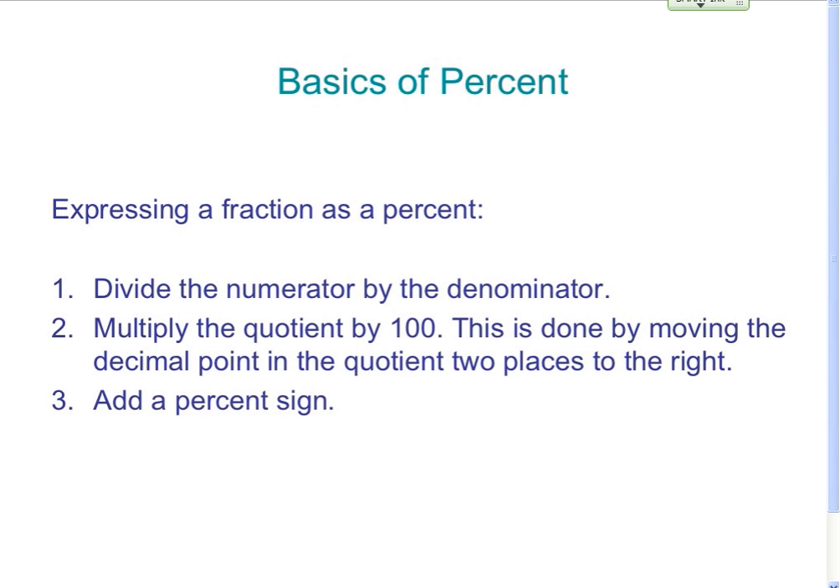Expressing a fraction as a percent, you're going to take the top number and divide it by the bottom number, and then you're going to move the decimal 2 places to the right.